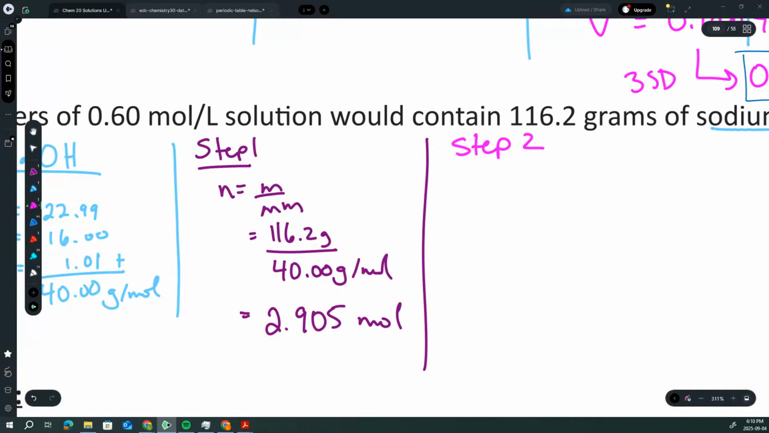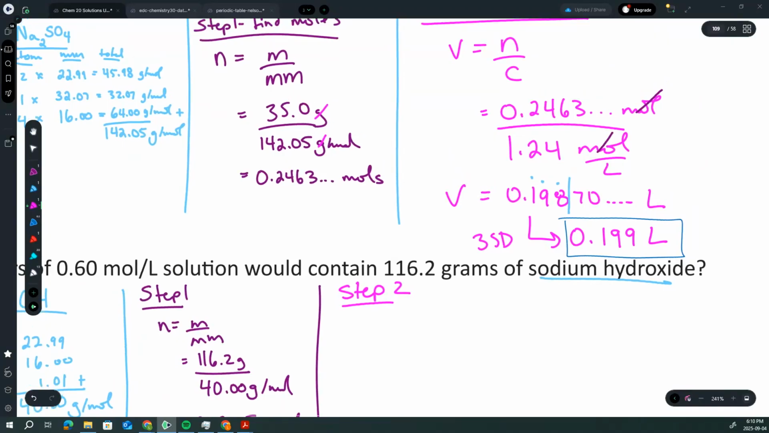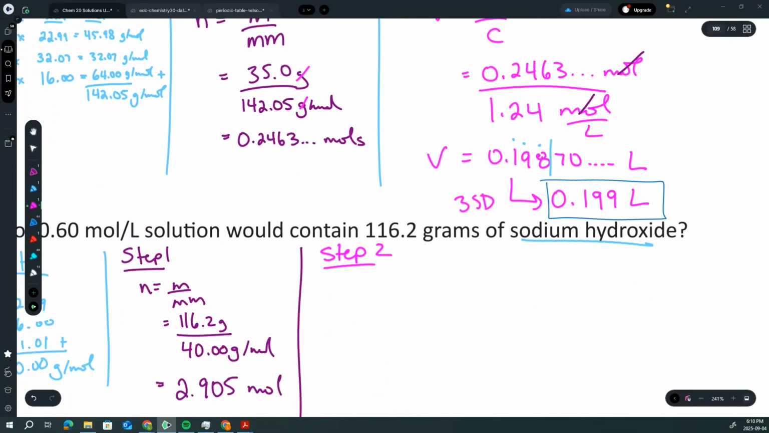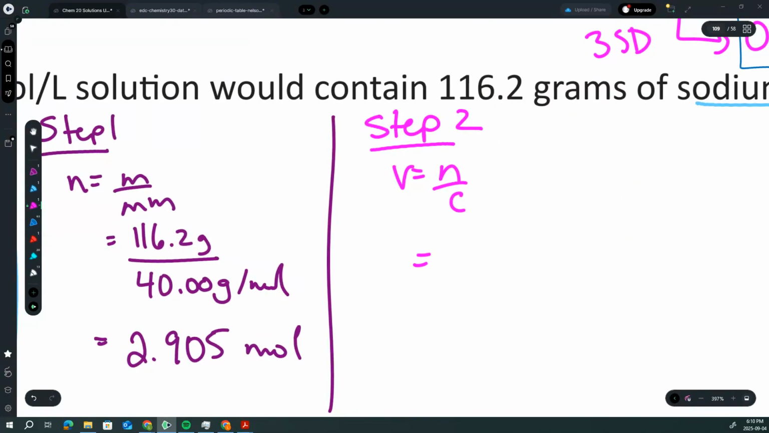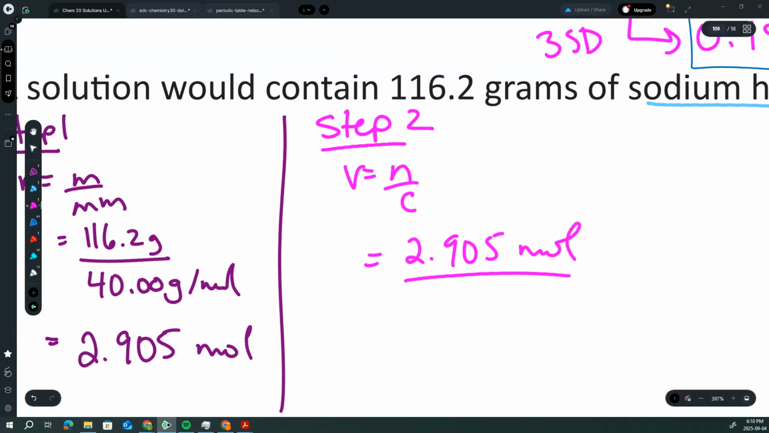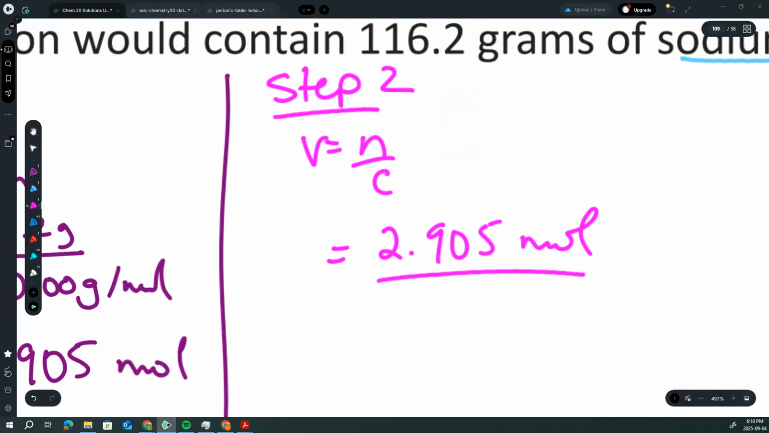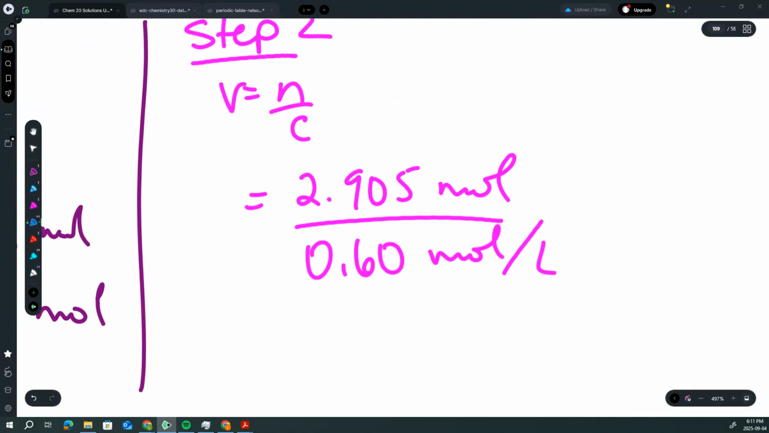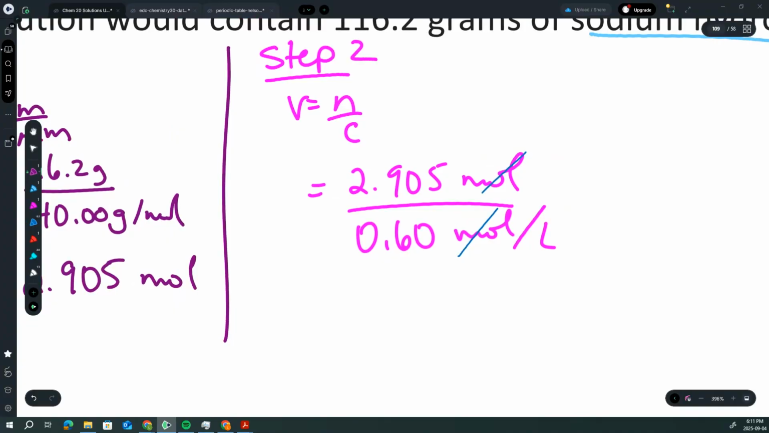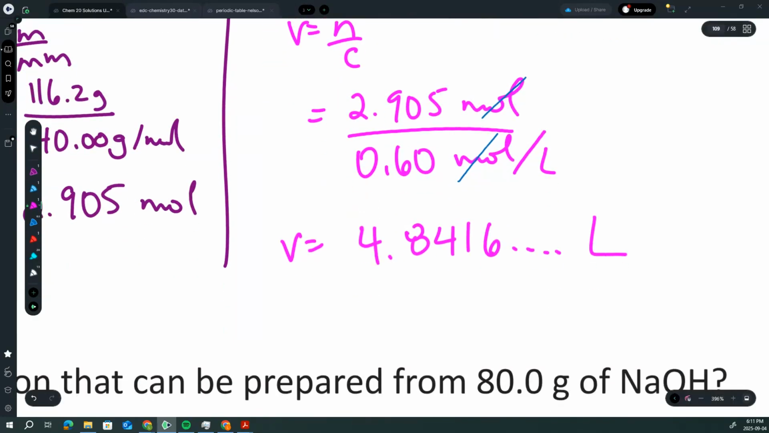Step 2. So we're using the volume is equal to moles divided by concentration and just plugging in our unrounded numbers. So 2.905 moles divided by, what was our concentration? 0.6 mole per liter. Moles cancels out. And that gives us 4.8416 ... liters.